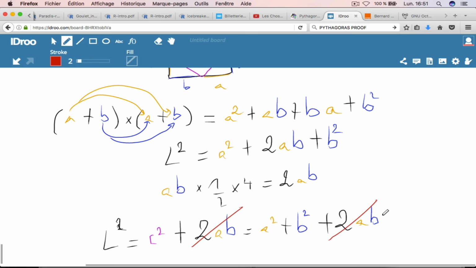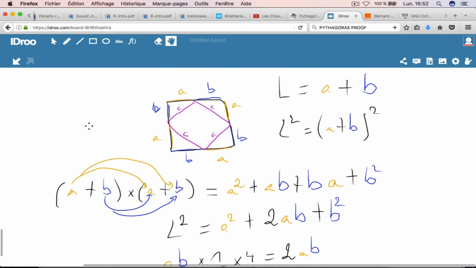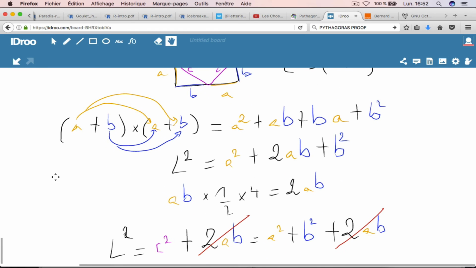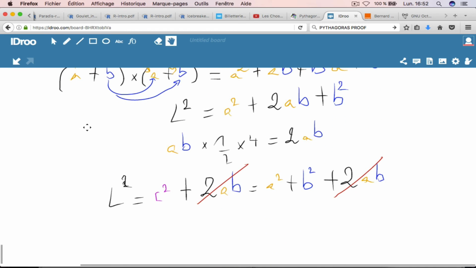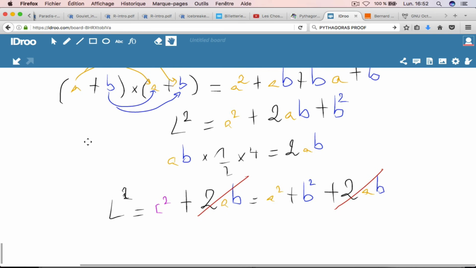But look at the triangle. That means when you've got a right angle triangle, this side, which is called the hypotenuse, the square of the hypotenuse is equal to the sum of the squares of the 2 other sides. That's the Pythagoras theorem. We have proved Pythagoras theorem thanks to algebra.